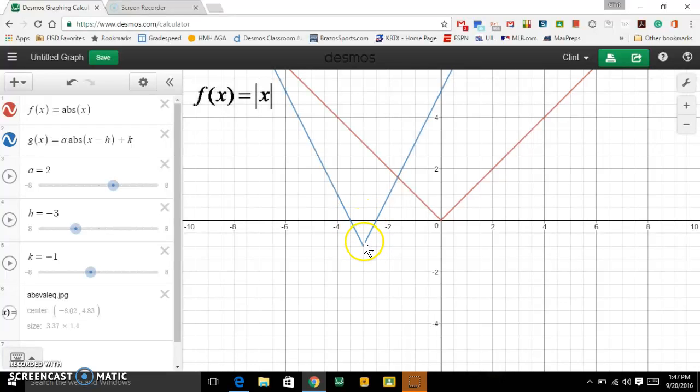So if I wanted to plot this out and I had the vertex, I would go up 2, right 1, up 2, right 1, up 2, right 1. And then to get the other side of the graph, I would go up 2, left 1, up 2, left 1, up 2, left 1, and just repeat the process. And I'd have the graph of the absolute value function for those transformations.